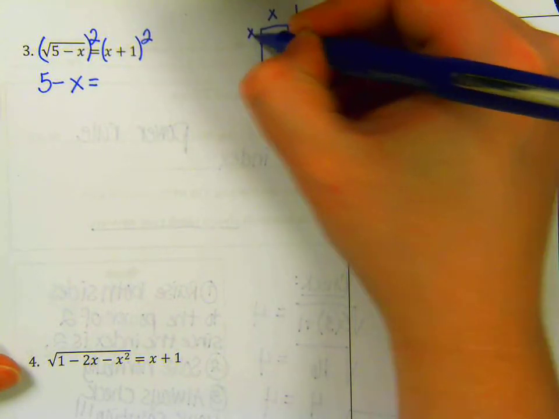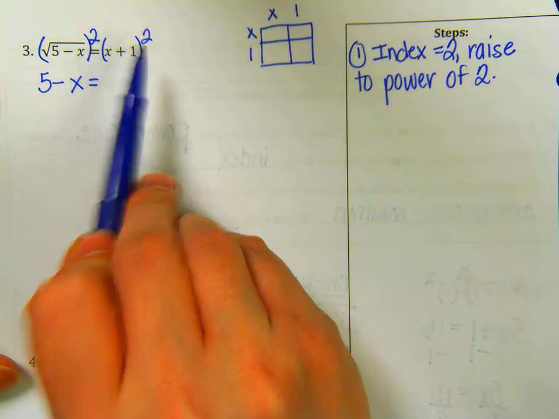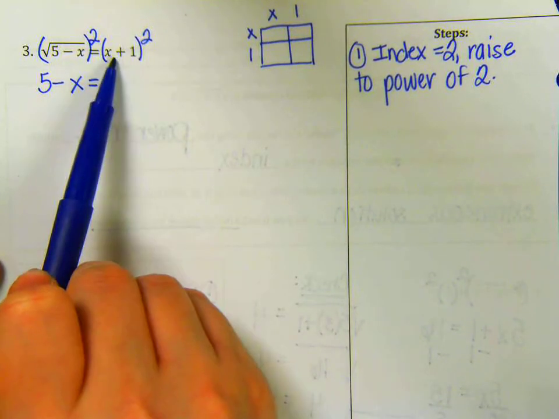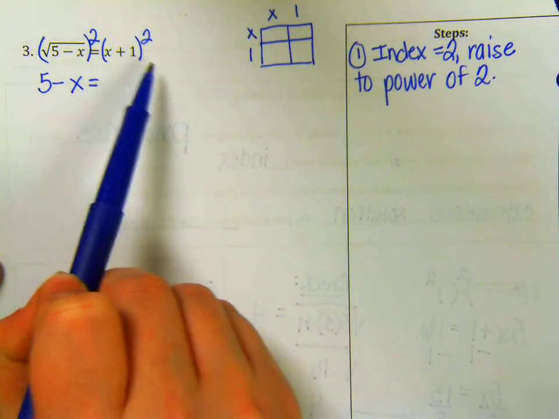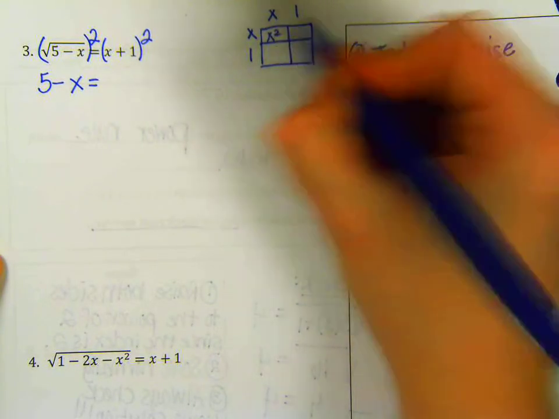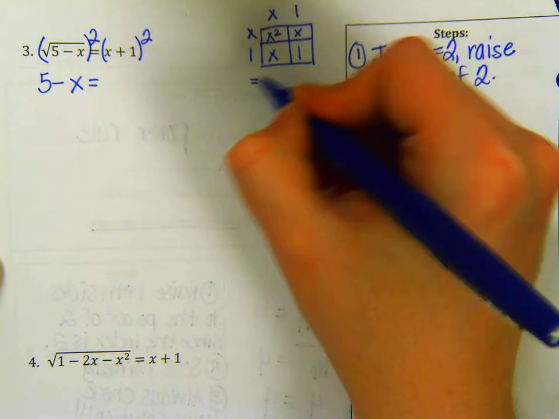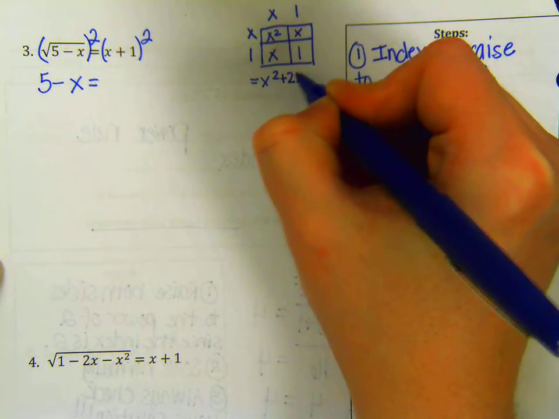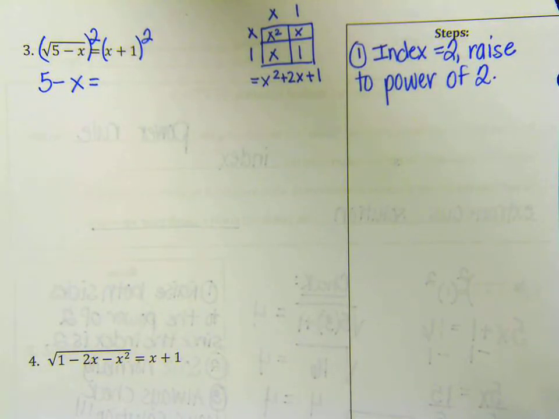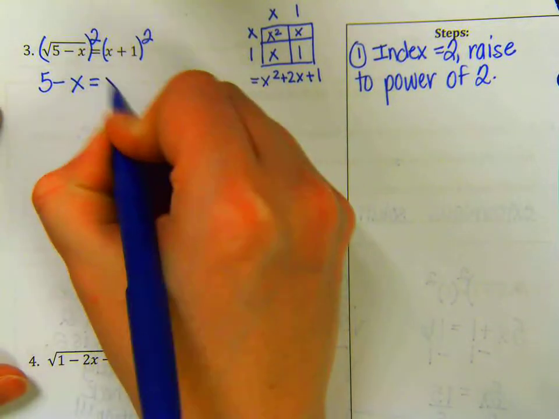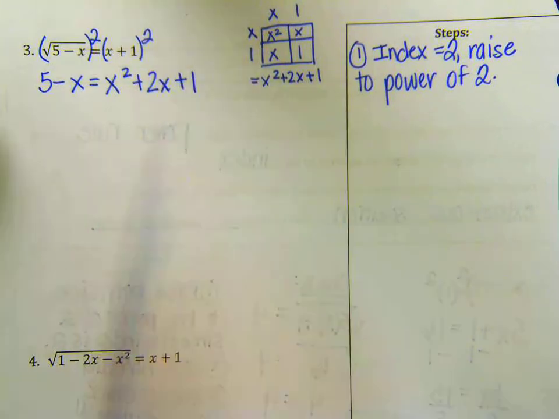So we have x plus 1 and x plus 1 because this square means that there's 2 of them. I can't just distribute the 2 to the x and the 2 to the 1. It has to be x plus 1 times x plus 1. So I end up with x squared, x, x, and 1, which is just x squared plus 2x plus 1. So now on the right hand side, I'm going to have a trinomial that it's equal to. So I have x squared plus 2x plus 1.